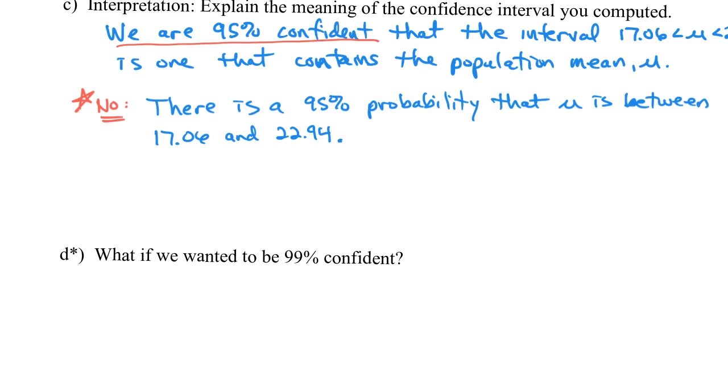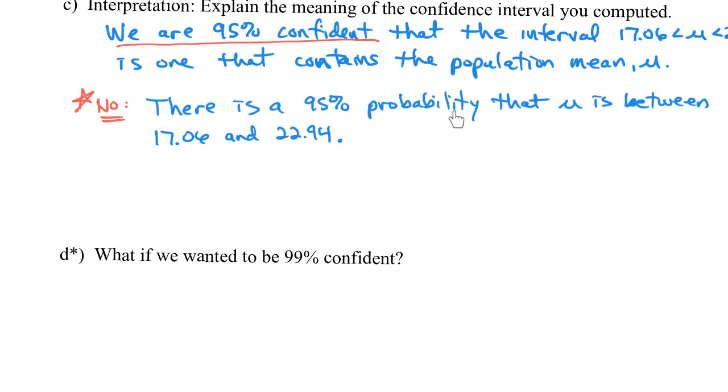Sometimes when students first see these interpretations, it's like this doesn't seem like a very strong statement. But that's the strongest statement we can make because we really don't know what the population mean is, right? So we don't know if our confidence interval captured that mean. All we can say is we're 95% confident that it did, but we definitely cannot say anything about probability.